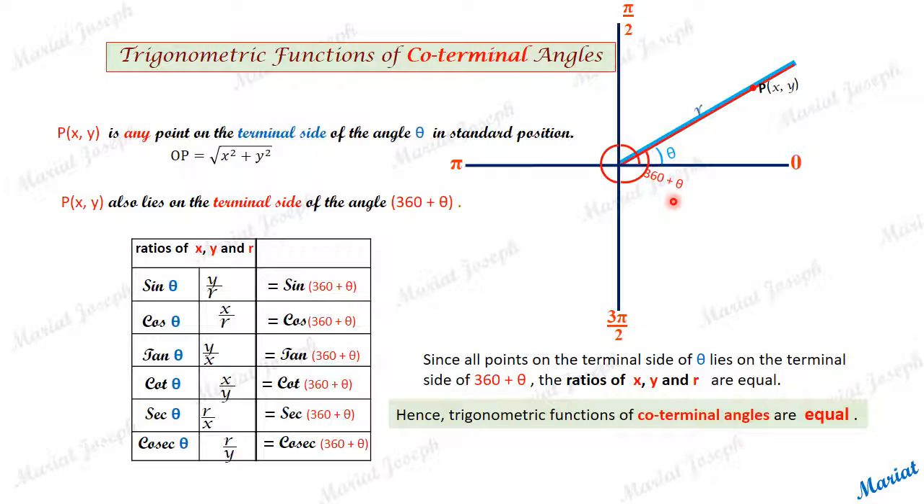Now, in general, if the angle has one more rotation, say for example, 360 plus 360 more, that is 720 plus theta, then also the trigonometric function values will remain the same. The reason is this: any point that we want to take on the new terminal side will be the same point on the original terminal side. So, trigonometric functions of coterminal angles are equal.